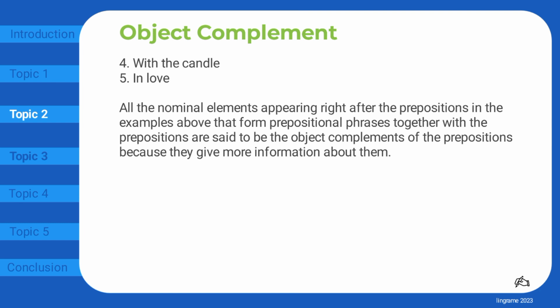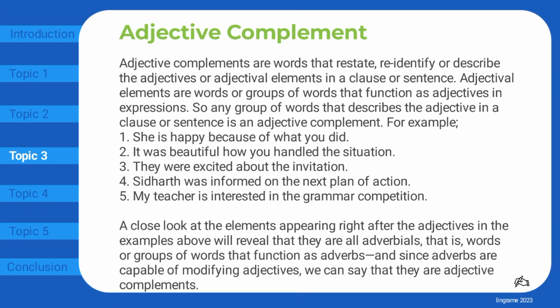All the nominal elements appearing right after the prepositions in the examples above, which form prepositional phrases together with the prepositions, are said to be the object complements of the prepositions, because they give more information about them. Adjective complement. Adjective complements are words that restate, re-identify or describe the adjectives or adjectival elements in a clause or sentence. Adjectival elements are words or groups of words that function as adjectives in expressions. So any group of words that describes the adjective in a clause or sentence is an adjective complement.